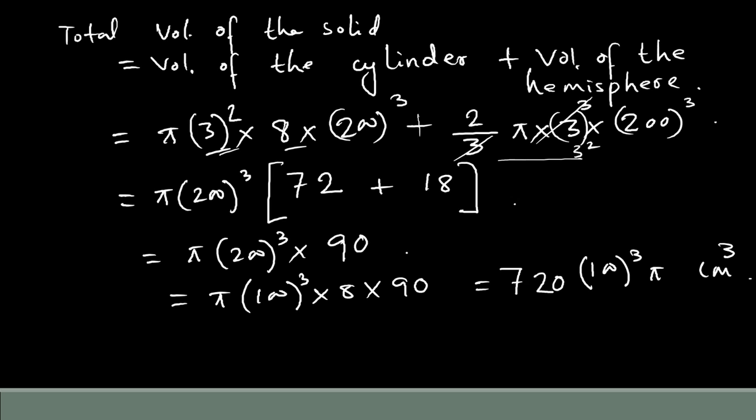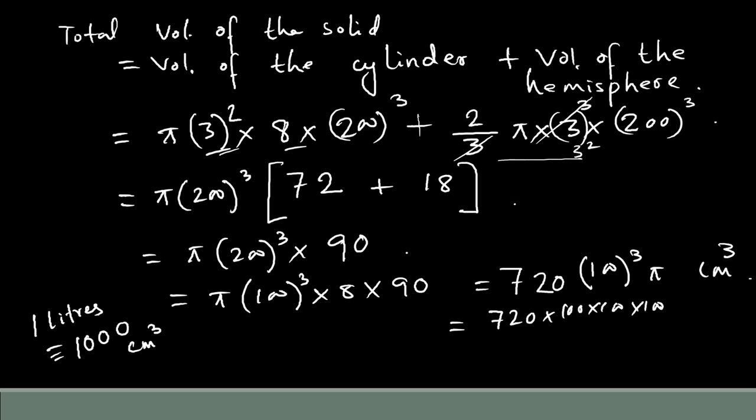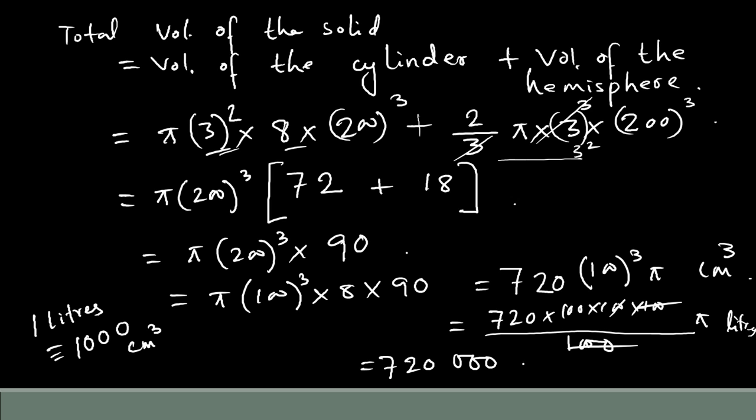Everything is in centimeter cube, but you need to find it in liters. So 1 liter is equal to 1000 centimeter cube. So then it will be 720 times 100 times 100 times 100, and you have to divide it by 1000 to get the result in liters. So the 1000 gets cancelled, and it will be 720,000 pi liters. This will be your final answer.